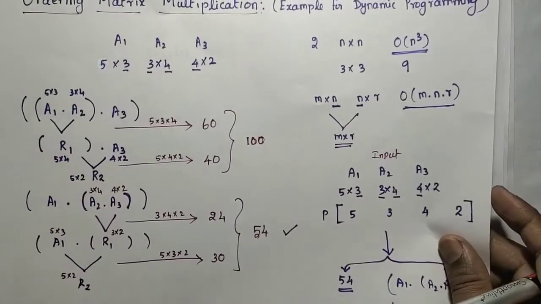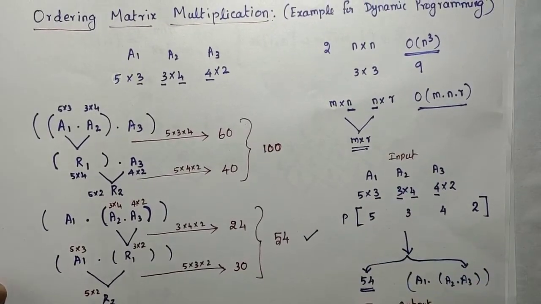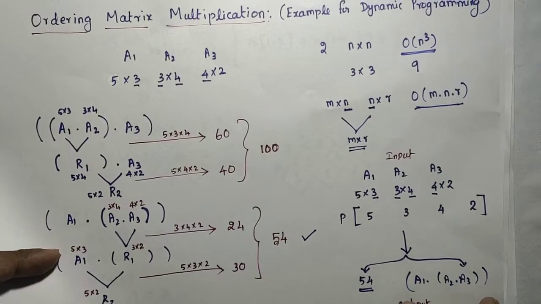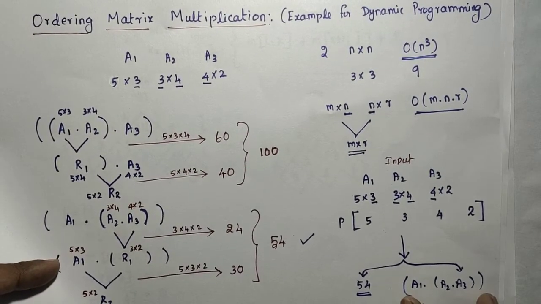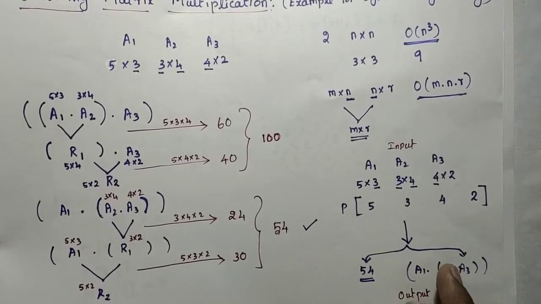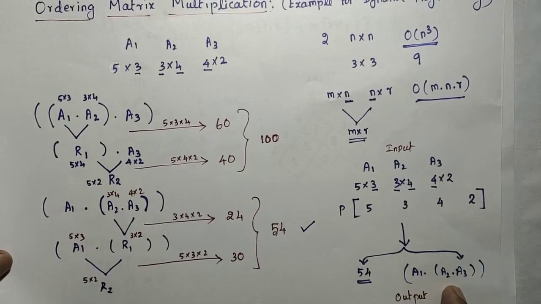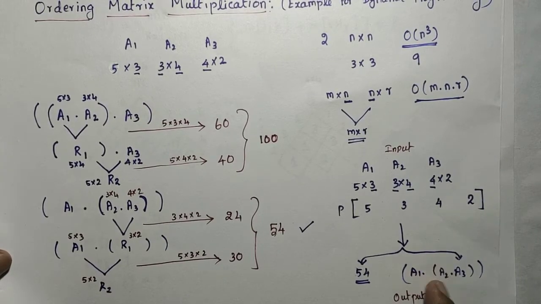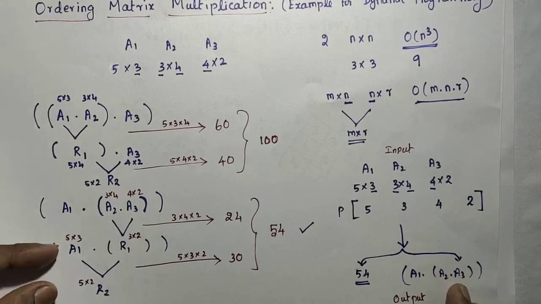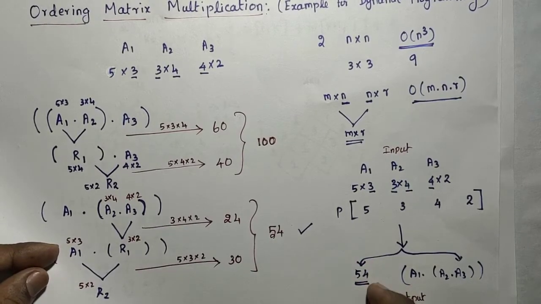As we discussed in the beginning, the input is like this and the output should be the minimum number of multiplications plus the fully parenthesized matrix expression. Where we need to put the brackets, and in which order the multiplication has to be done, will be determined by putting the brackets properly. So one output we are getting is the minimum number of multiplications.